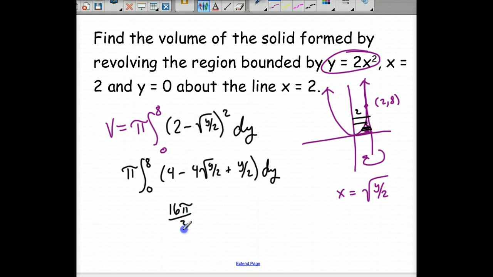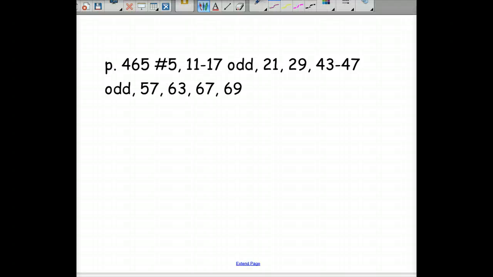All right, these notes have gone on long enough. There's your homework.